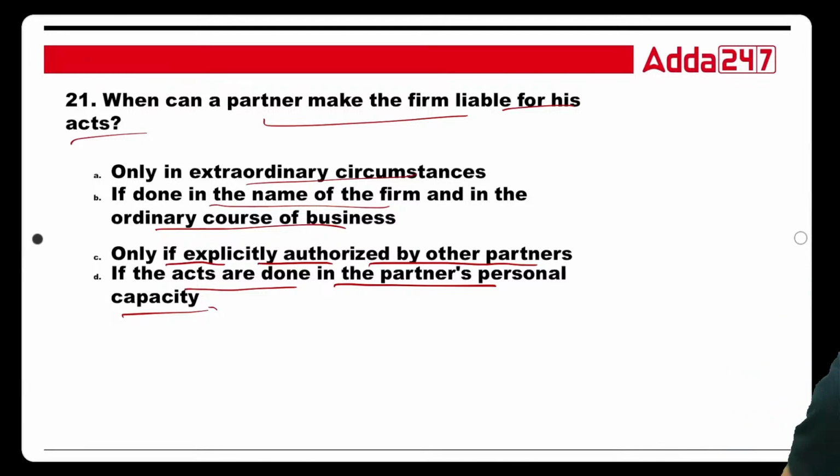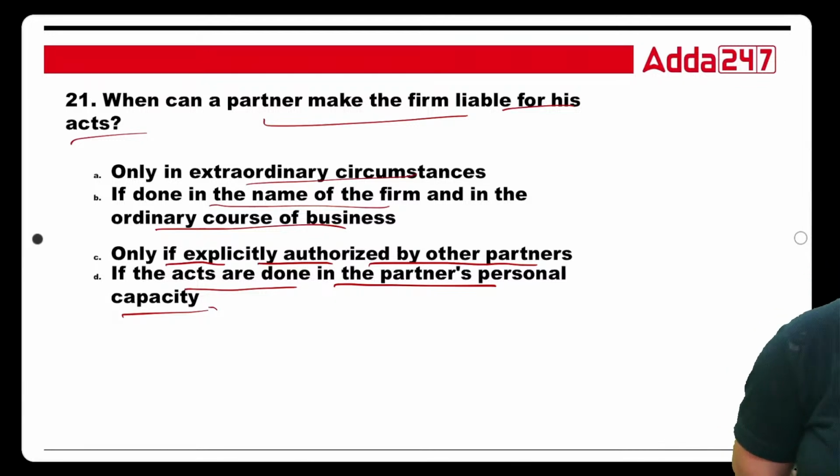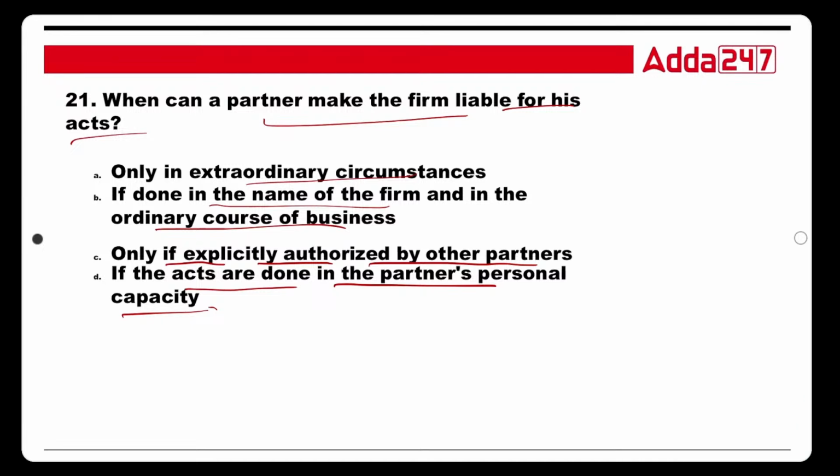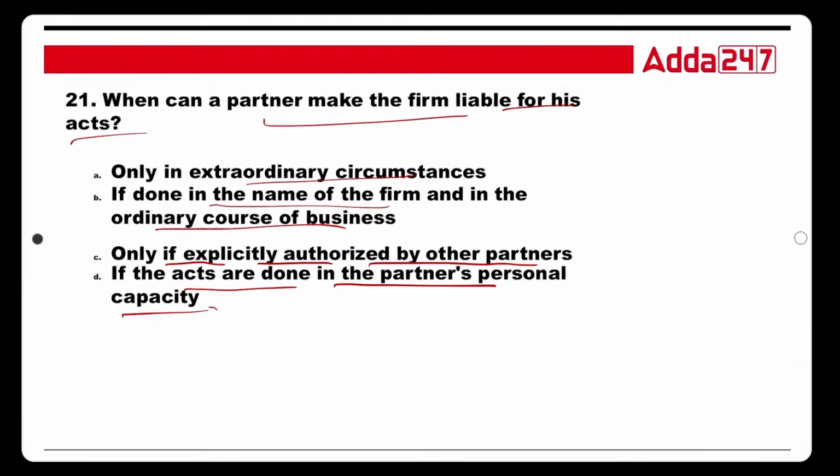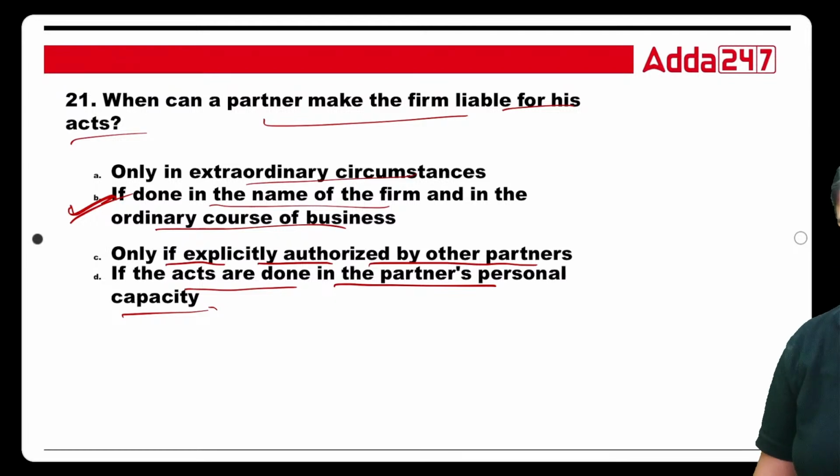A partner makes the firm liable for his act only in extraordinary circumstances, if done in the name of the firm in the ordinary course of business, only if explicitly authorized by other partners, if the act is done in the partner's personal capacity. This is the right answer. B is the right answer. Always B will be the right answer.